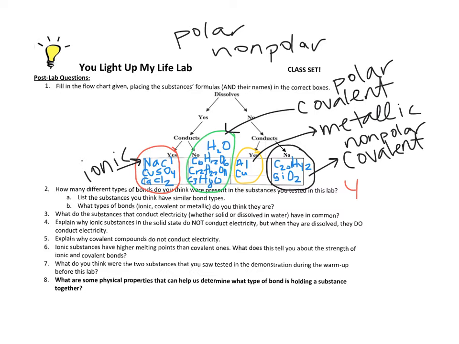But again, we'll work with that more next semester, but just a heads up. So that's how we get the 4 different types of bonds. We have ionic, metallic, polar covalent, and non-polar covalent. So number 3 says, what do the substances that conduct electricity have in common? So that is these guys here conducts, and these guys here conducts. Hopefully you realized that both of those categories have metal atoms. So substances that can conduct electricity have metal atoms.